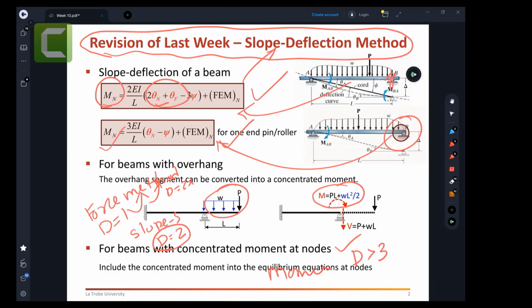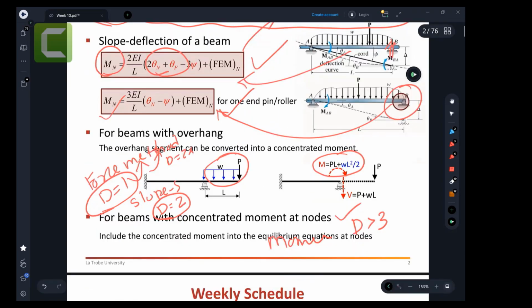Look at the progress that we are making. If you have a degree of indeterminacy d equal to 1, force methods are quite useful, no problems. It is still quite long because you need to calculate the displacement using the virtual work method and so on, but it was quite doable. In the slope deflection method, which we came across last week, with degree of kinematic indeterminacy d equal to 2, we can solve it because there are 2 simultaneous equations. If it is only 1, then there is only 1 simultaneous equation. But now the moment distribution method is quite powerful.